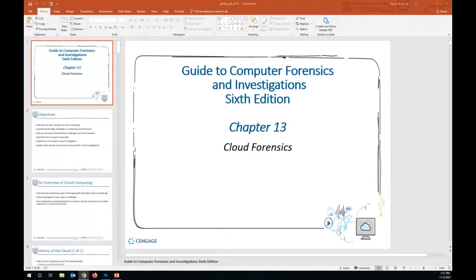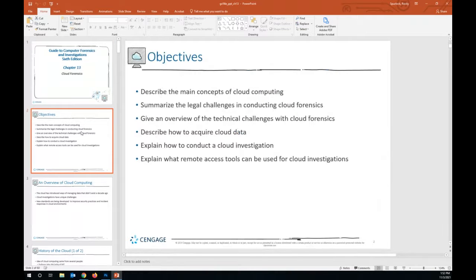This week in CIST 2612, we'll look at Chapter 13, Cloud Forensics. The objectives for this chapter are to look at the main concepts of cloud computing. We'll summarize the legal challenges in conducting cloud forensics. We'll also look at an overview of technical challenges with cloud forensics.